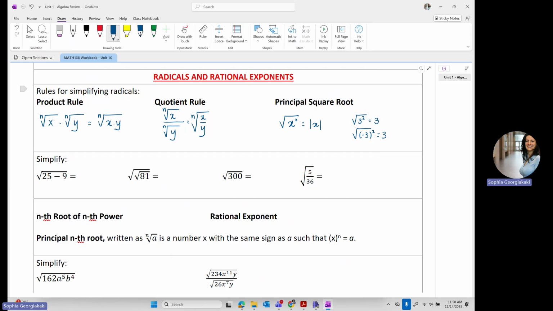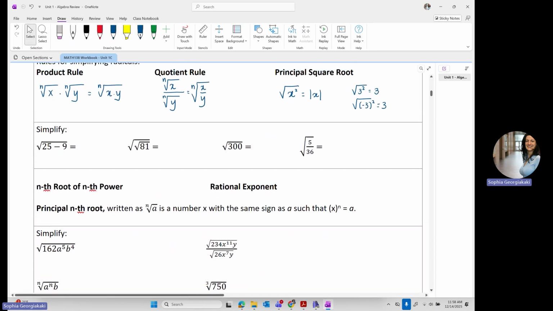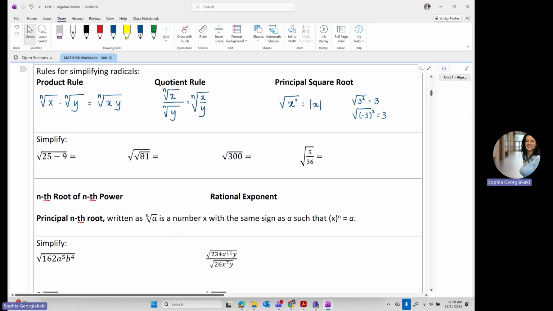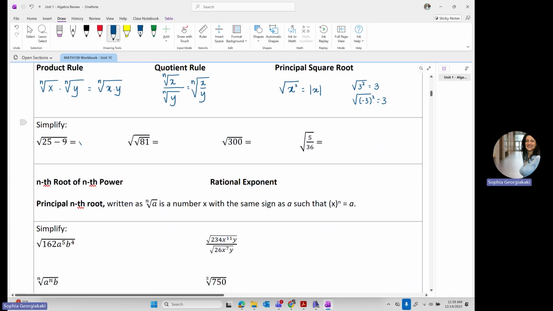So the principal square root is the positive quantity that when squared gives you the number under the radicand, which has to be positive. So to simplify, the square root of 16 has to be positive 4. The square root of 81 is the square root of 9 squared, which has to be 9. The square root of 300, according to the product rule, will be the square root of 3 times 100. 100 is a square, so it's going to be the square root of 100, which is 10, times the square root of 3, also written as 10 square root of 3.